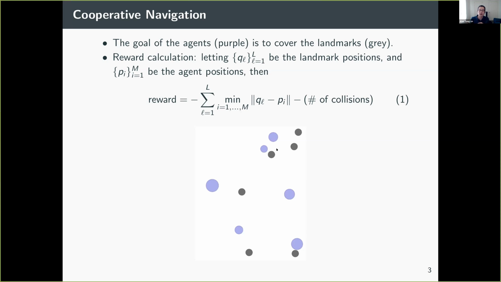And I also have some collisions with this environment too. So we also subtract the number of collisions, and that's your reward at each time step. And this will encourage each agent to cover the landmarks. And I talk about how our method is better in terms of sample efficiency than the other methods, and also it receives a better optimum.